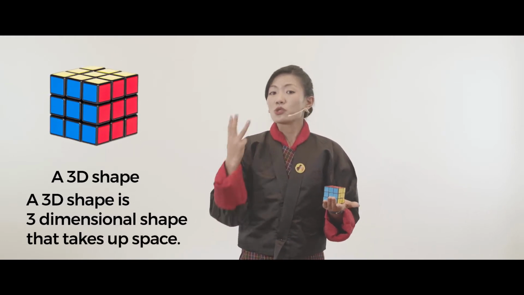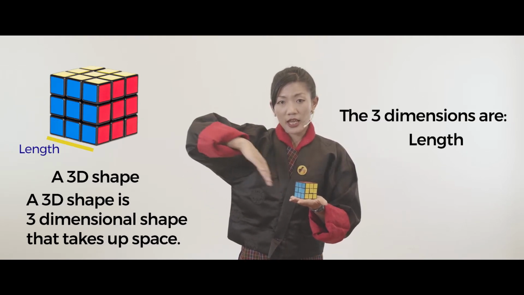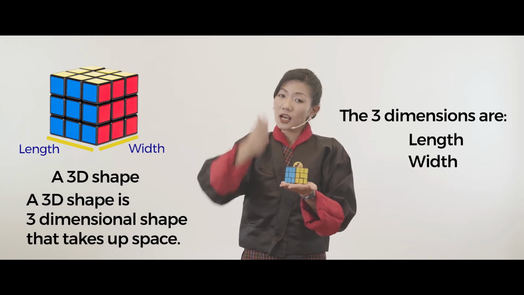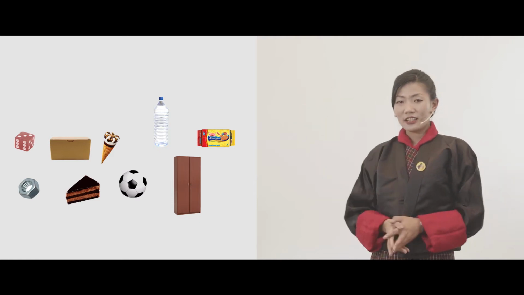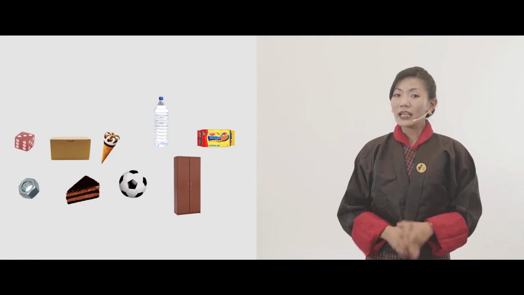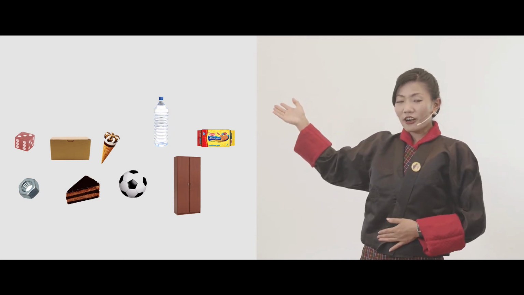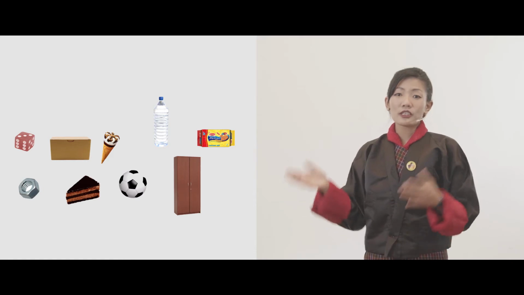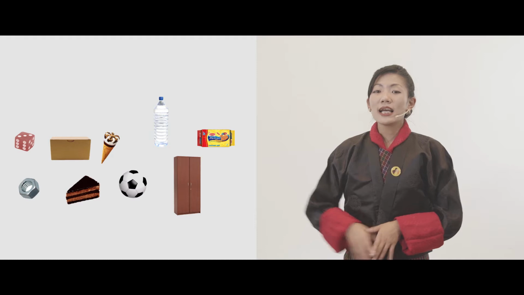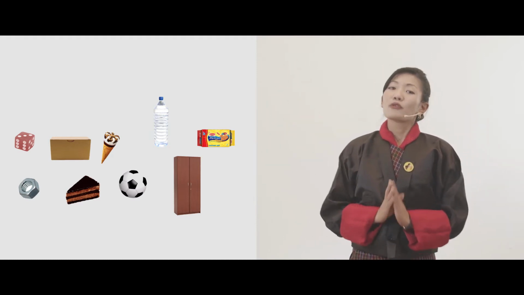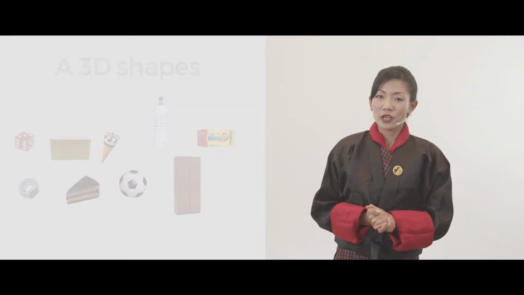What are those three dimensions? They are the length, the width, and the height. Take a look at all these pictures here. Have you seen them before? Yes, you have, right? Some of these things are the things that you play with or the things that you see around your house, right? Okay, now all these things actually represent three-dimensional shapes, 3D shapes, okay?